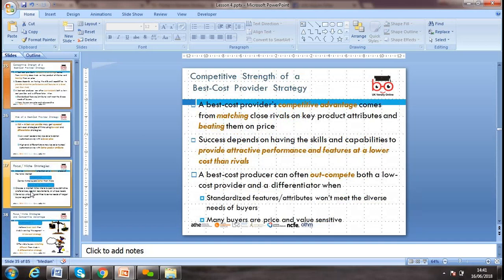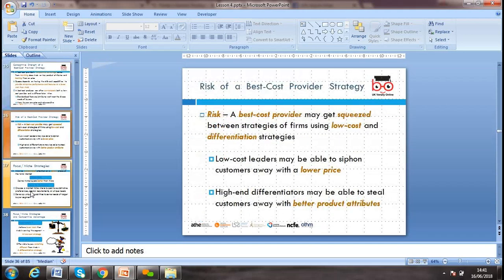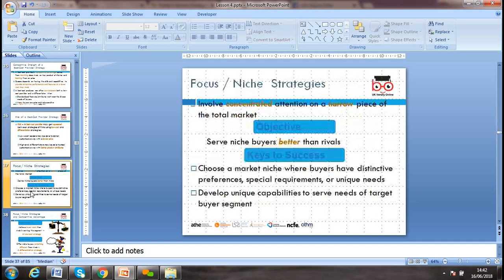Competitive strength of the best cost provider strategy, and the risk of the best cost provider. The risk is that the best cost provider may be squeezed between the firms using low cost and the differentiation, and that can create a problem. So we need to go through different types of risk. Risk is the probability of something occurring. Risk can be bad and risk can be good. A lot of people think risk is bad, but risk can be positive, risk can be negative. Risk is a probability of something happening. Daniel, any question?